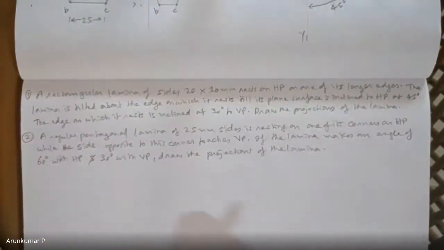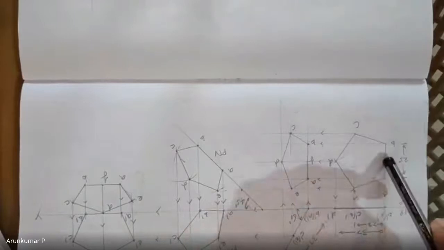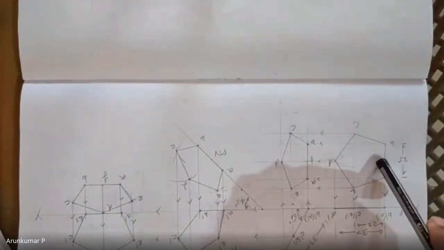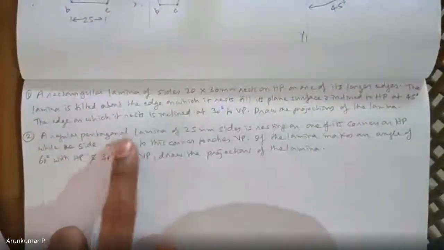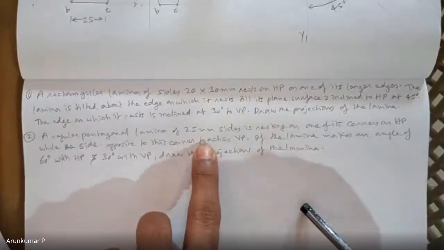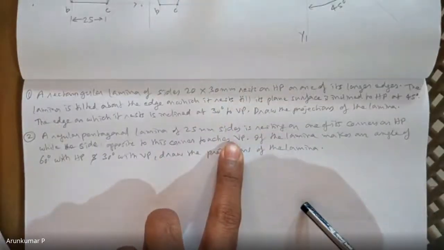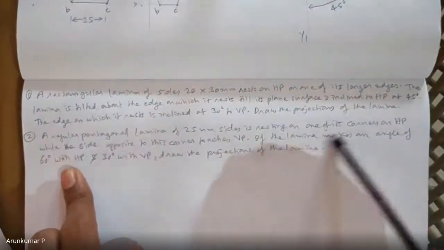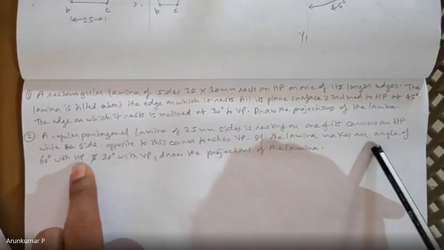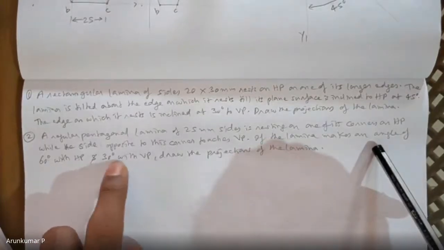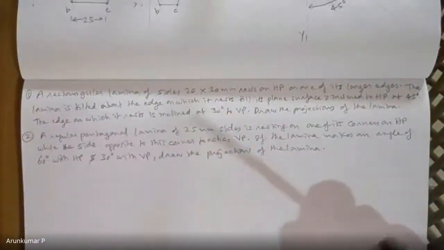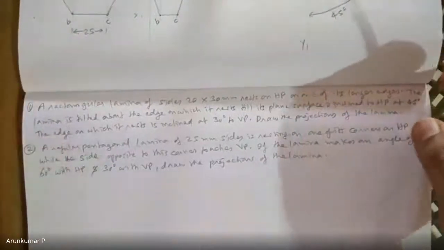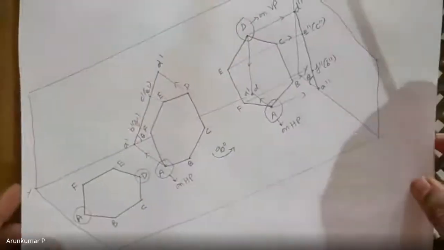Okay. Since we are dealing with a pentagon, we know that opposite a corner you have got an edge. So that is what is highlighted here. So one corner is on HP, the opposite edge is on VP. And this particular, it is inclined to HP by 60 degrees, and this 30 degrees with VP. What is this? See, this is nothing but the case here.